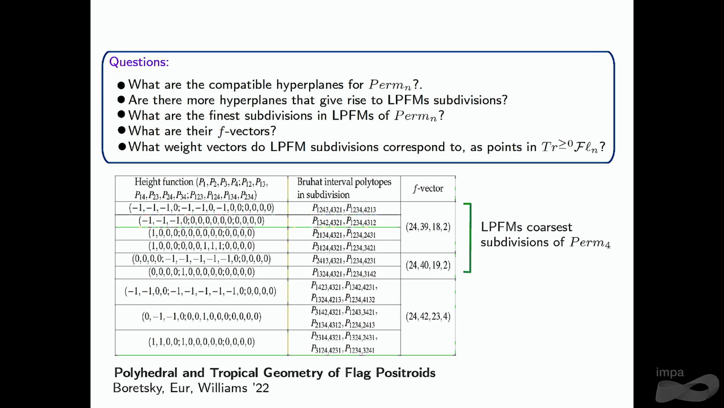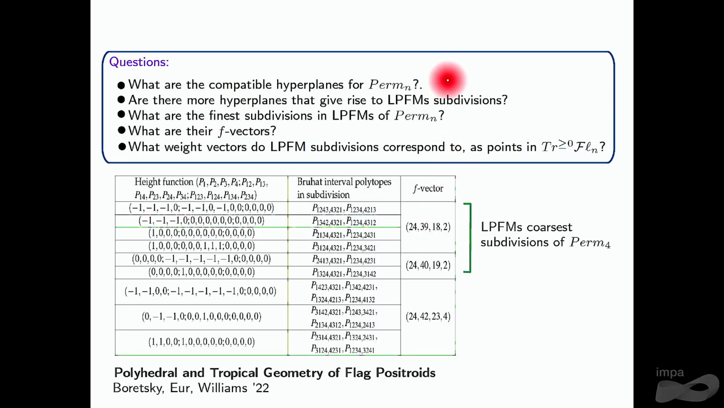But let me go back here. Let me go to this last question. So I showed you these hyperplane subdivisions of the permutahedron. That gives you the coarsest you can have. And that actually gives you the coarsest you can have among all the subdivisions of the permutahedron into pieces that are flags of positroids. So the lattice path flag matroids give you the coarsest. I still don't understand the whole refinement of the picture.